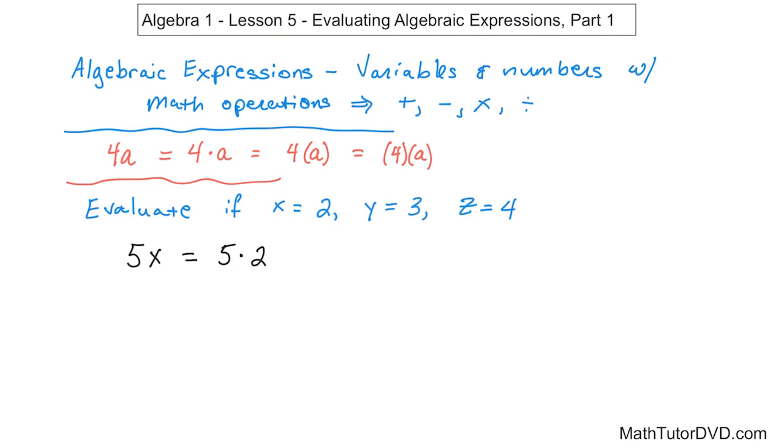So 5 times 2 is just going to be equal to 10. Very simple. All right, what if we want to evaluate the following expression? X times y. Notice that we know that they're multiplied together because they're just written right next to each other with no symbol in between them. So we know they're multiplied together. How do we evaluate this expression?